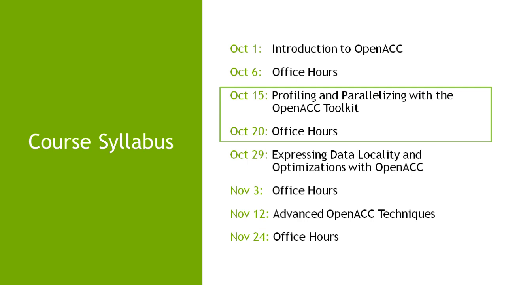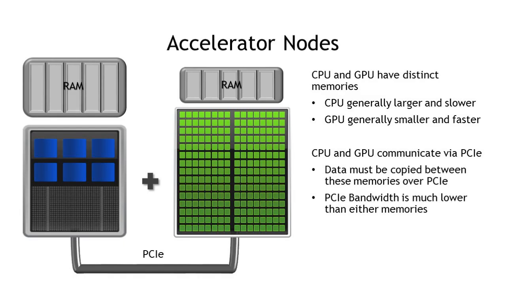So does the RAM on the GPU refer to GDDR memory? And yes, it does. So this is what we refer to as the frame buffer memory on the GPU.